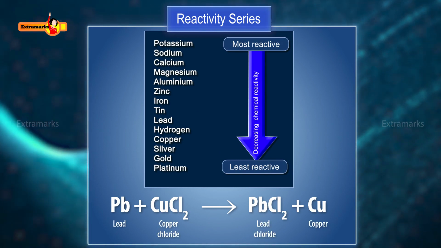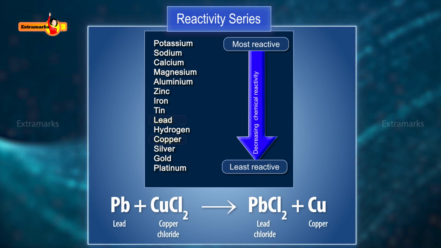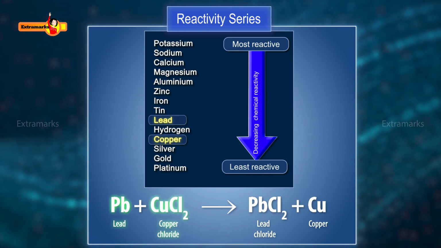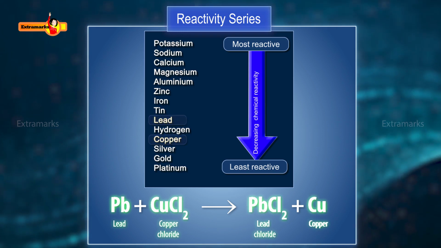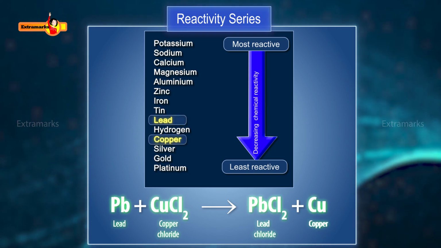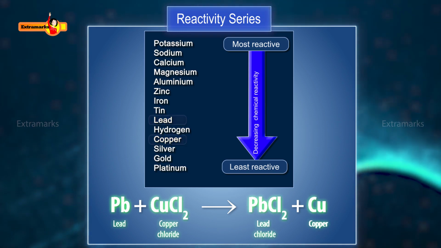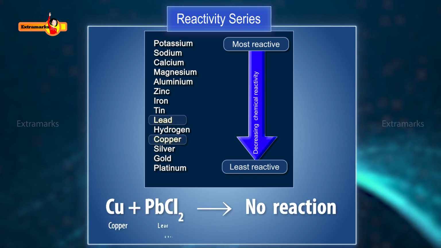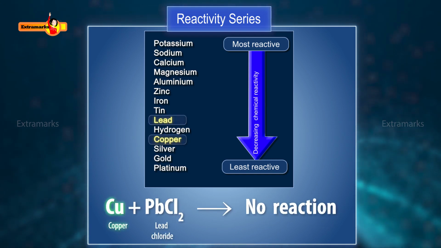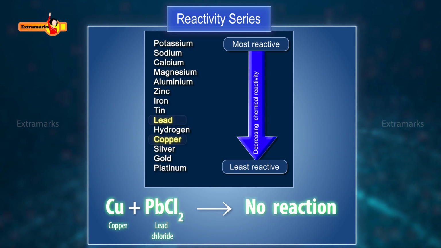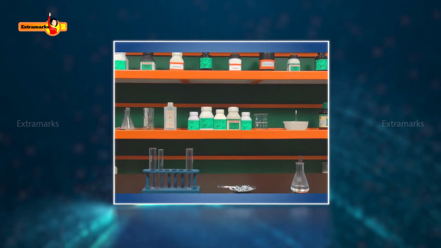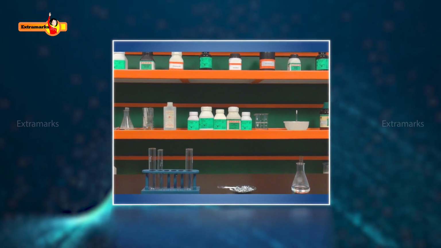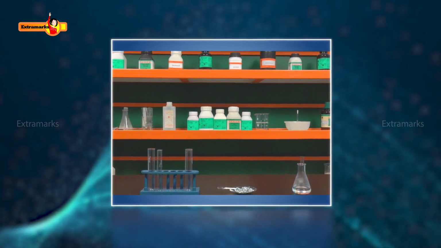Predict the products formed in the first reaction. When lead is made to react with copper chloride solution, lead chloride and copper are formed. It means lead has displaced copper from its salt. Whereas in the second reaction, copper cannot displace lead from lead chloride solution as copper is less reactive than lead. Let's understand in depth about the displacement reaction by performing an activity.